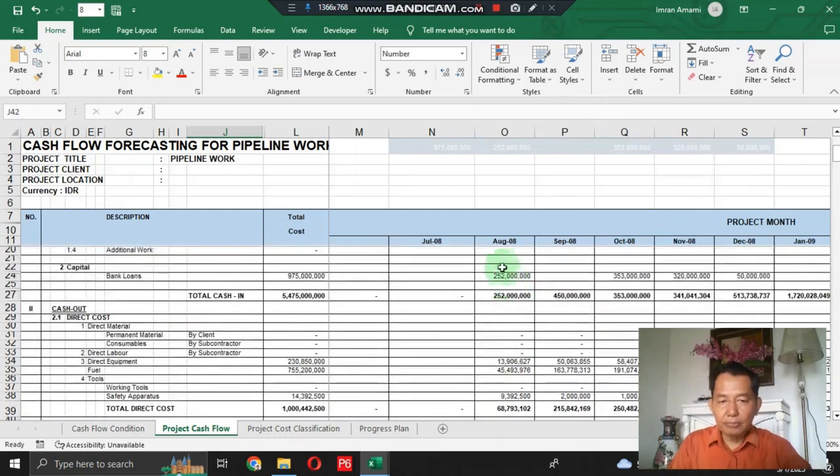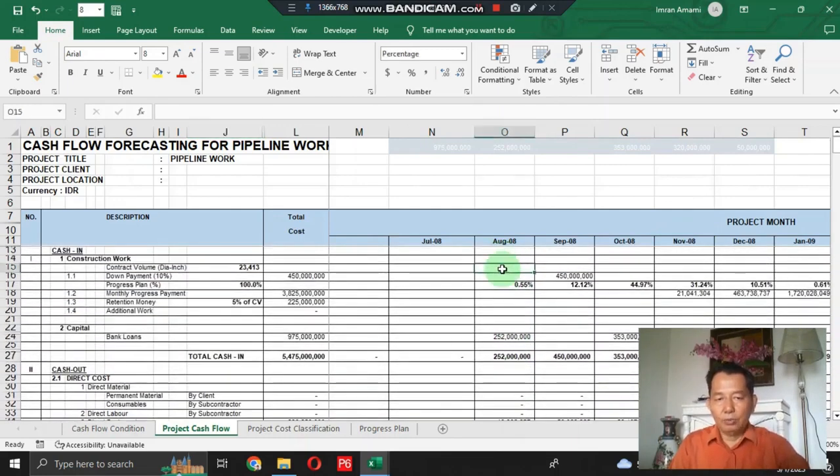Also I would like to inform you about the numbers allocated in this project cash flow template. Besides coming from the project cash flow template itself, it is also supported by another Excel spreadsheet file, to make it easier for you to allocate each project cost item.